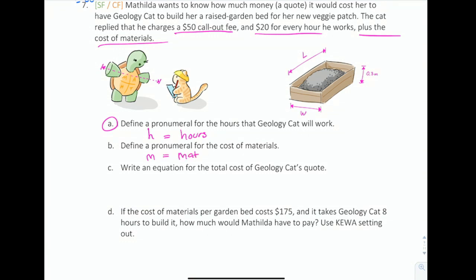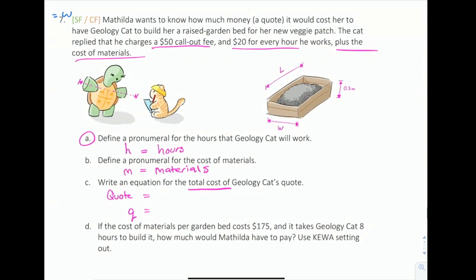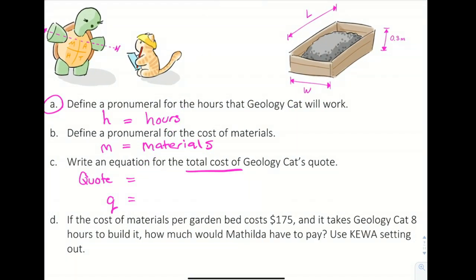You can choose any letter you like, but I just like to have a letter that matches the thing we're trying to solve. Write an equation for the total cost of Georgie Cat's quote. So I need to have another letter for the quote. So I might just write the word quote is equal to, or I could use the letter Q instead if I want to. The quote is going to be, now let me just take the information from the question and try and put it together. So it says he charges $50 call-out fee.